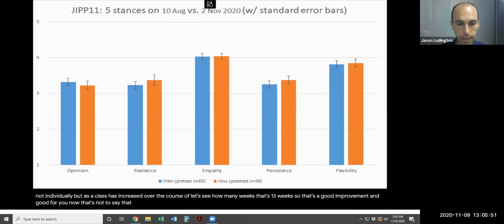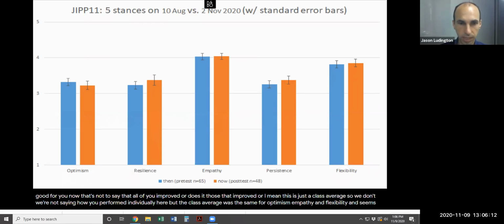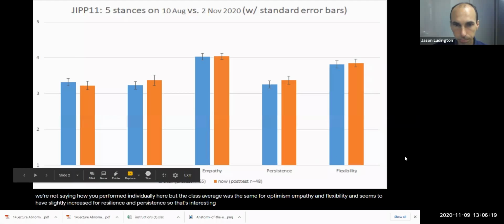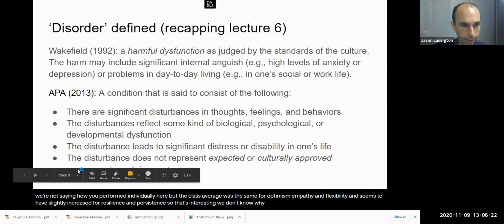Now, that's not to say that all of you improved. This is just a class average, so we're not saying how you performed individually here. But the class average was the same for optimism, empathy, and flexibility, and seems to have slightly increased for resilience and persistence. So that's interesting. We don't know why, other than maybe you're focusing on that stuff. I don't know.